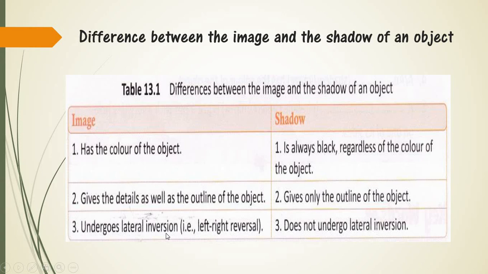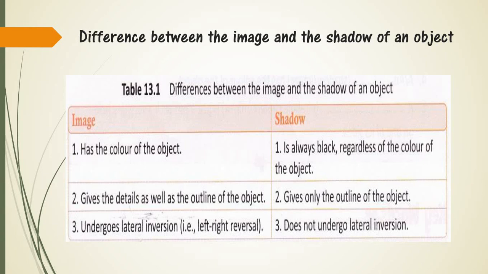Now the third point is that it undergoes lateral inversion. Left-right reversal is there in the case of image, while a shadow does not undergo lateral inversion. There is no lateral inversion in the case of shadow, but when we talk about the image, it undergoes lateral inversion, that is left-right inversion. So these are the differences between image and shadow.